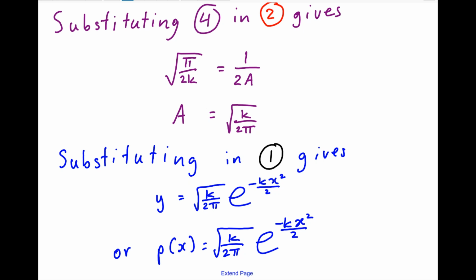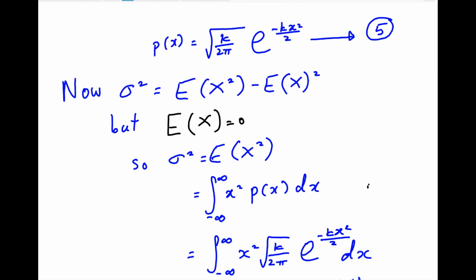And all we're seeing is, well, we're trying to describe a probability density function. So we're just going to call it nicely p of x. On page 2, we label that p of x equation 5. And we're just using the definition of the variance. So the variance sigma squared is equal to E of x squared minus E of x all squared.